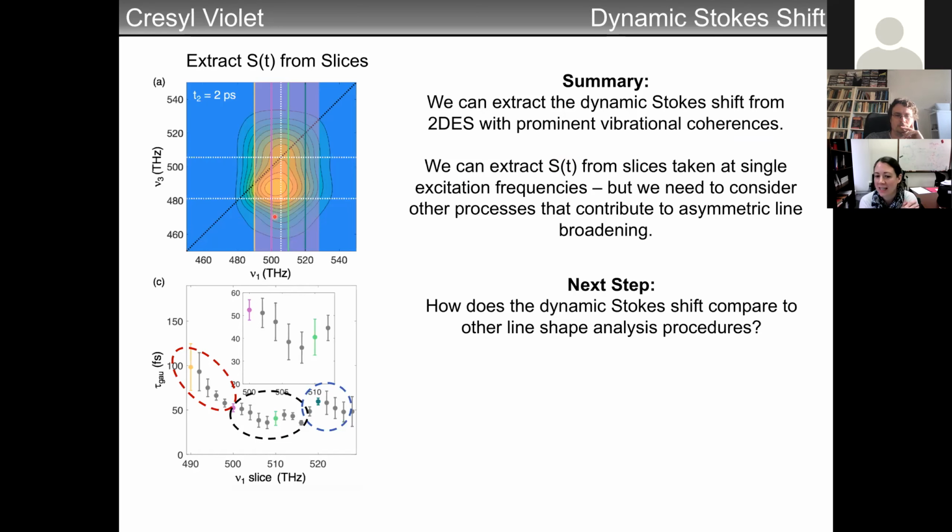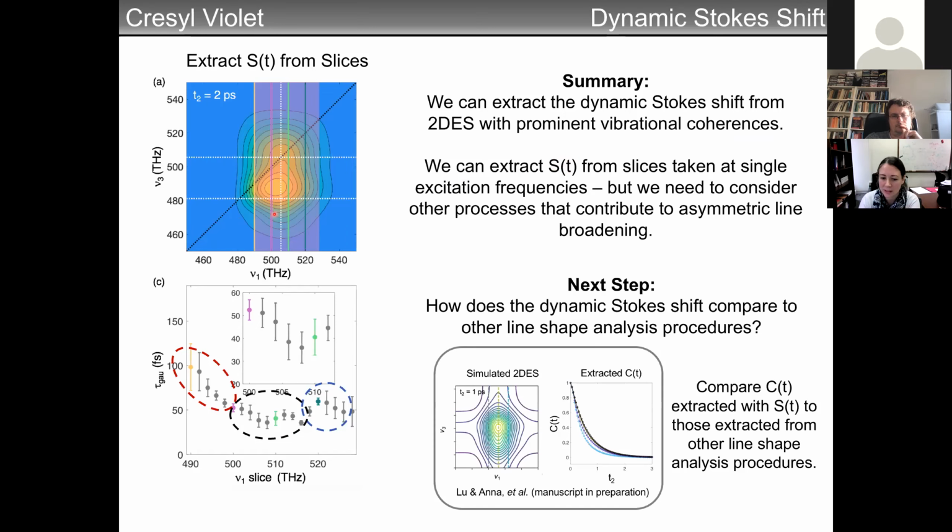Okay, and so the next steps, we want to see how the dynamic Stokes shift really compares to other line shape analysis procedures. And so we started simulating 2D electronic spectra, right? This was motivated by the shutdown of the labs, but we simulated the 2D electronic spectra using different Stokes shifts, so the static Stokes shifts, to see how different line shape analysis procedures compare when we have a smaller Stokes shift versus a really large Stokes shift.